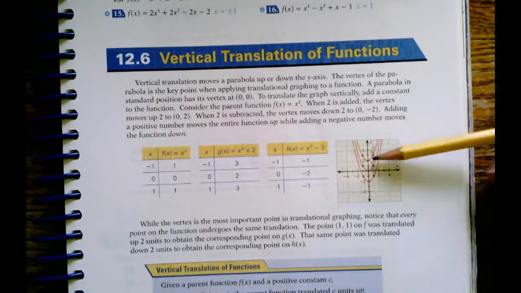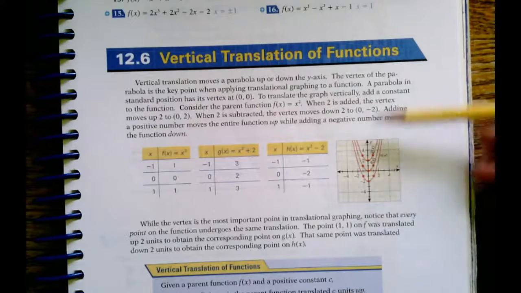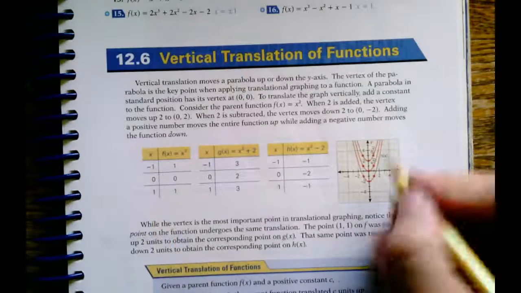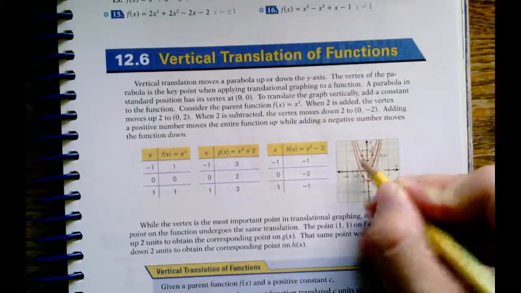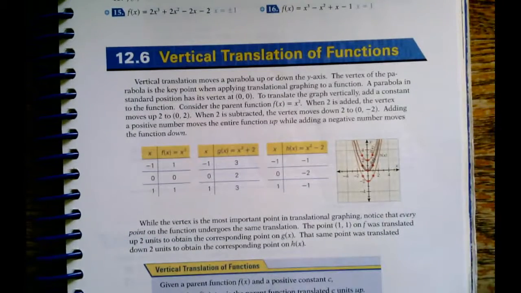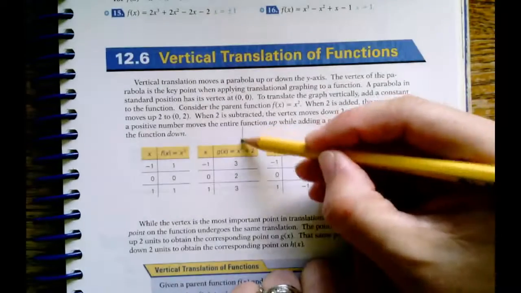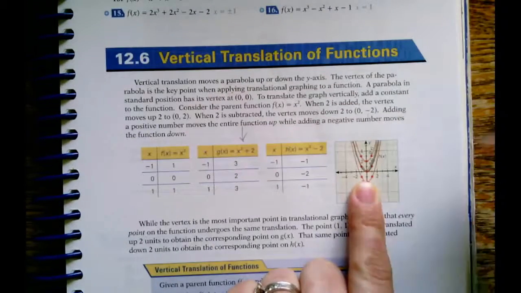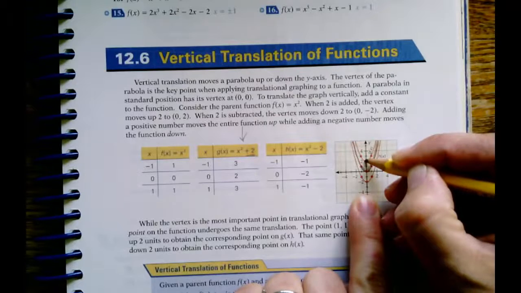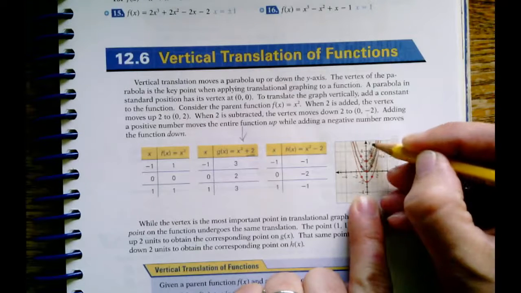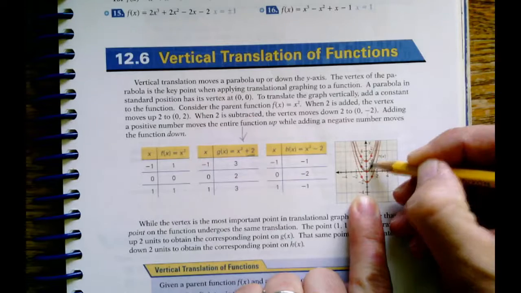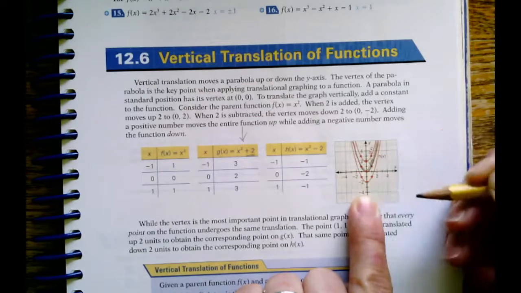That's where you take the parent function and shift it up or down. So our original function is here. This one, f of x equals x squared. And this function, g of x, where they've added 2, is simply shifted up 2. So everything's the same. It looks exactly the same, but every point is shifted up 2 points.